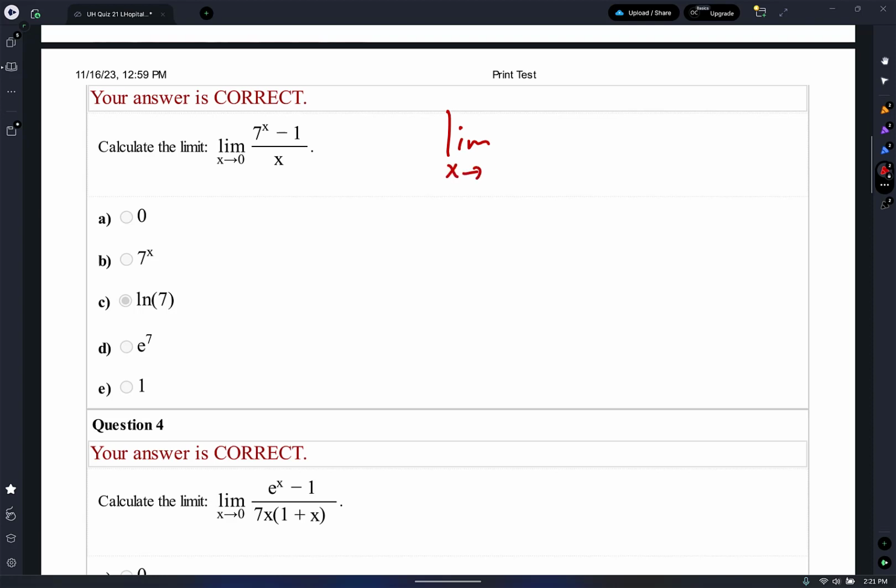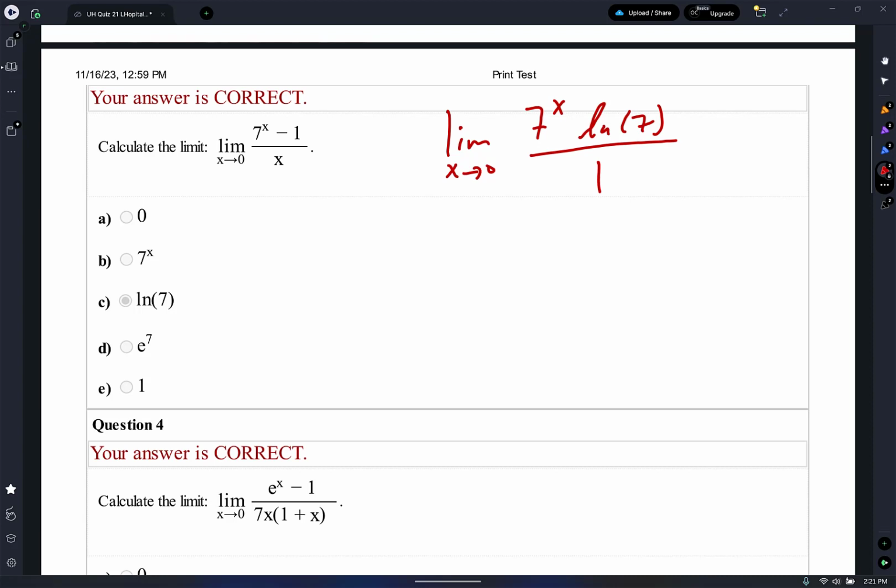Limit as x approaches 0. The derivative of 7 to the x is itself, and then what do I put next to it? Ln of 7. Good job. Times 1, all over the derivative of x, which is just 1. Are we still okay? Okay.